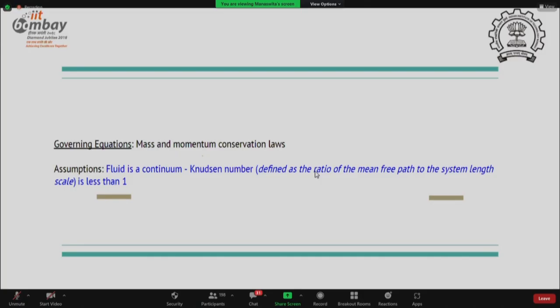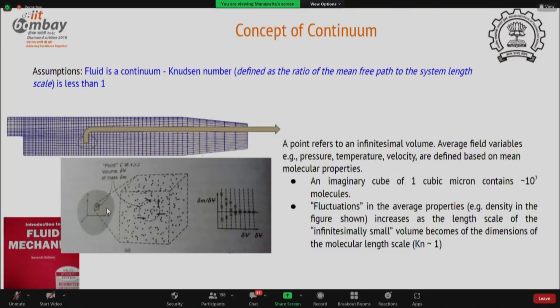What does it mean? Suppose in the flow domain, we consider a tiny volume. What does this tiny volume mean?